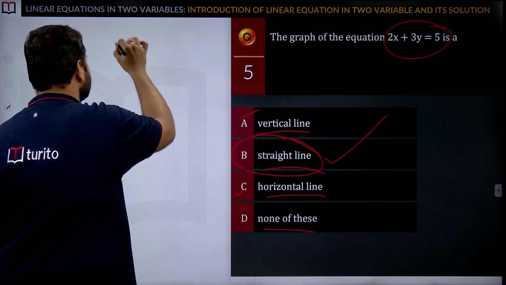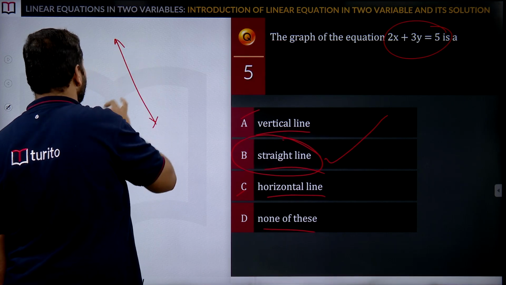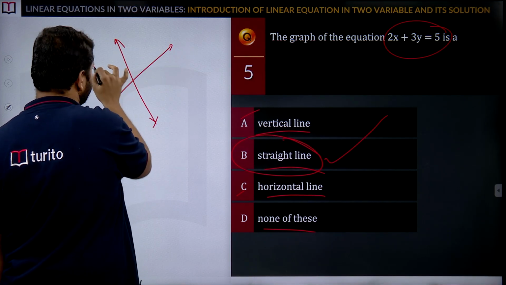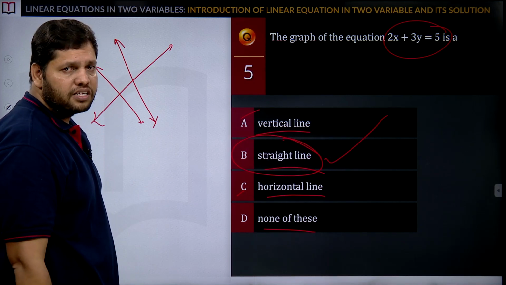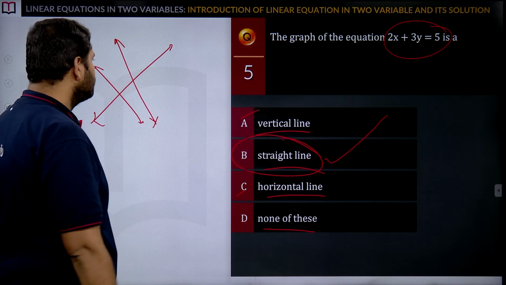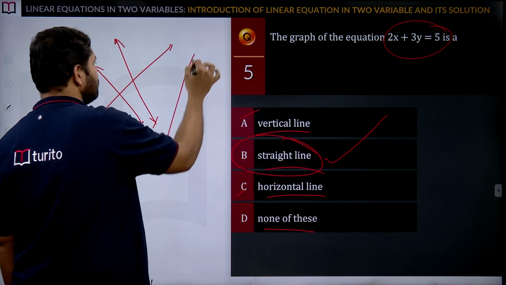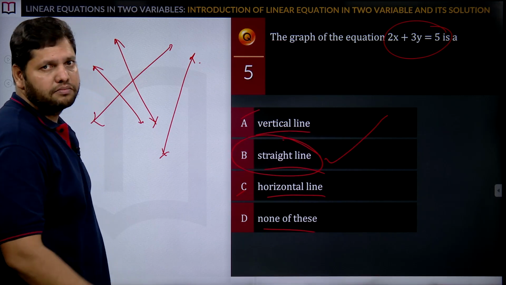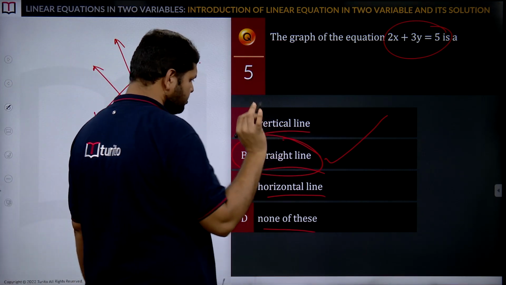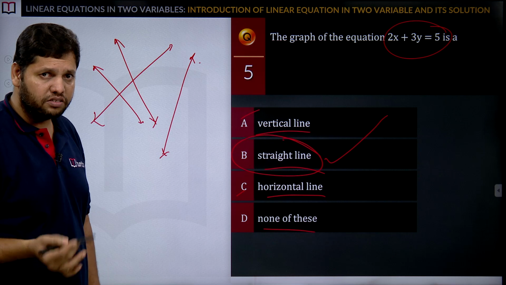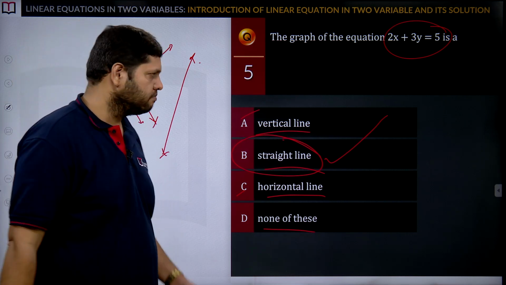So it can go in this direction, or this direction, or this direction, any one of the directions, children. But it can't be parallel to the x-axis or parallel to the y-axis. So it is always a slanting line, children. So it is called a straight line. Whether it is vertical or horizontal is a secondary thing. That depends upon the coefficient of x and the coefficient of y.